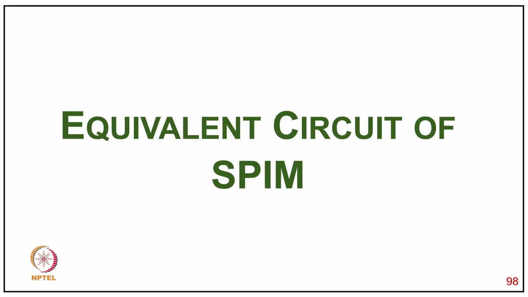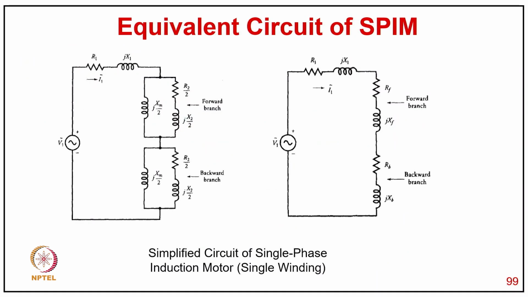Now coming to the equivalent circuit of the single phase induction motor. So we have a simplified equivalent circuit with the single winding, where we have the main winding resistance and reactance, and we have the forward branch and backward branch. Of course, it is similar to a 3-phase induction motor, but divided by 2 under blocked rotor condition. But under running condition, of course, for the forward field the slip is S, and for the backward field it is 2 minus S.